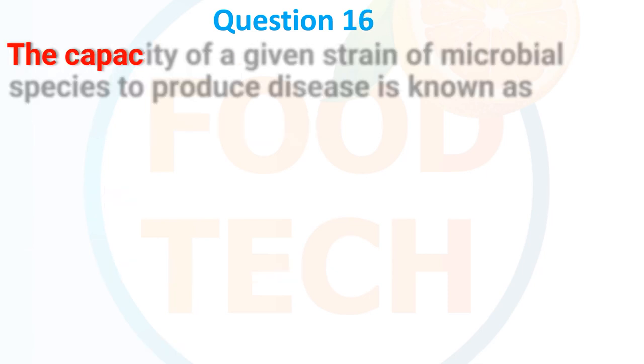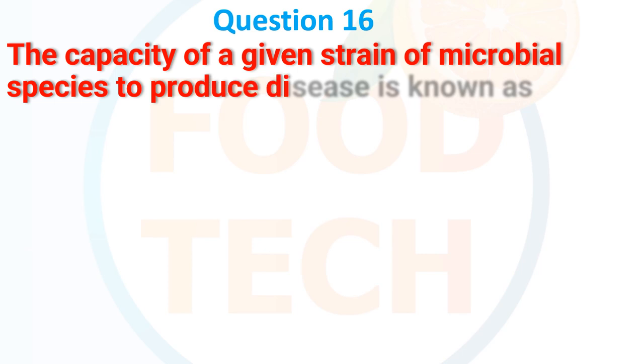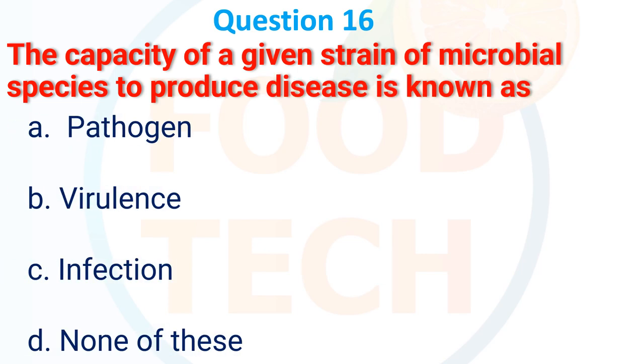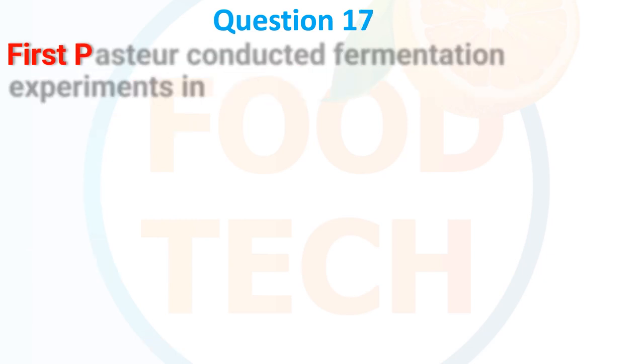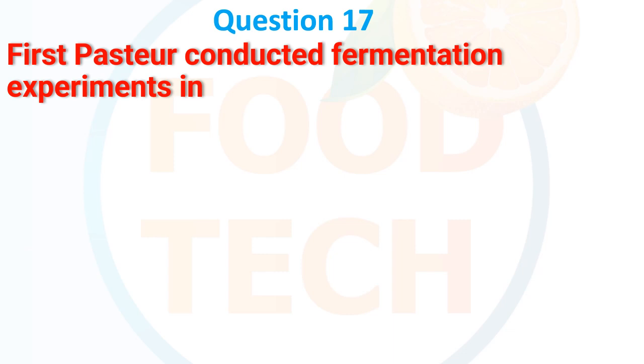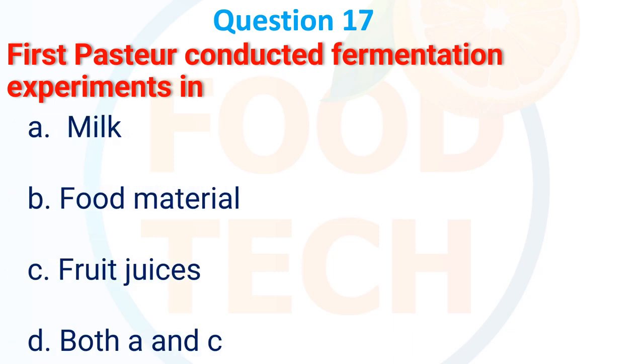Airborne disease. The capacity of a microbial species to produce disease is known as A. Pathogen, B. Virulence, C. Infection, D. None of these. The answer is B. Virulence. Pasteur first conducted the fermentation experiment in A. Milk, B. Food material, C. Fruit or vegetable juice, D. Both A and C. The answer is C. Fruit juice.